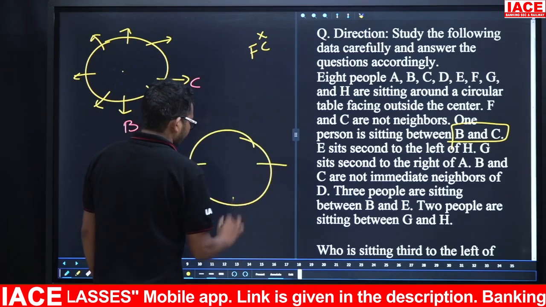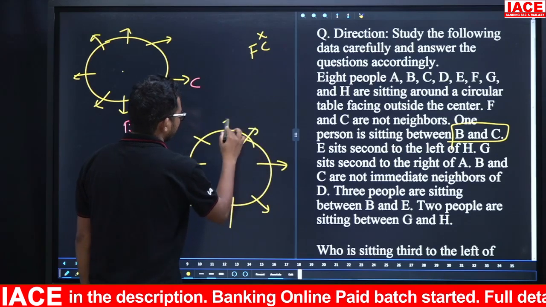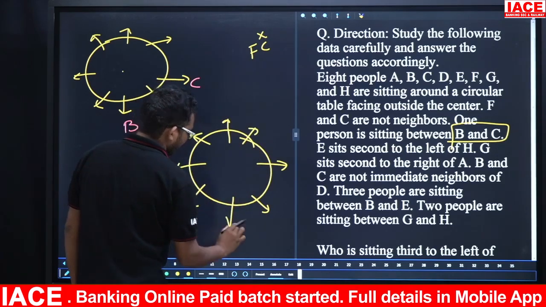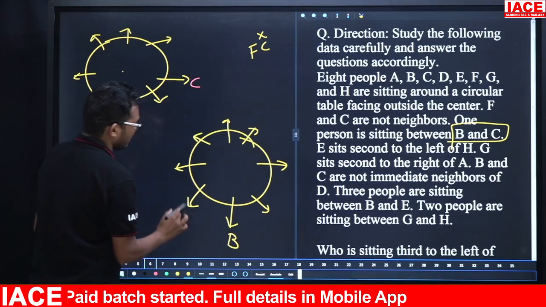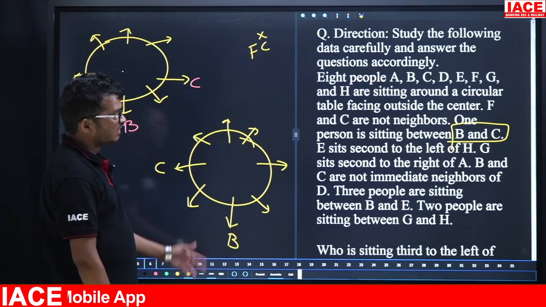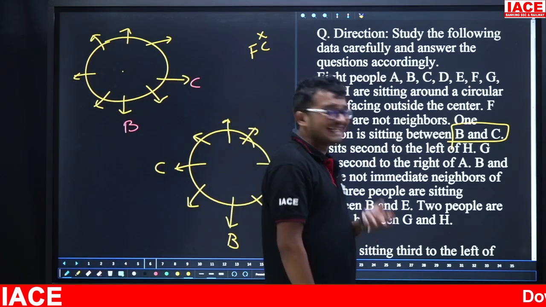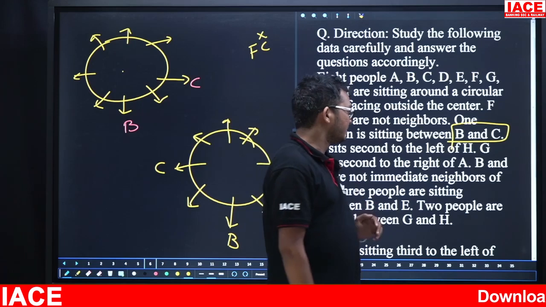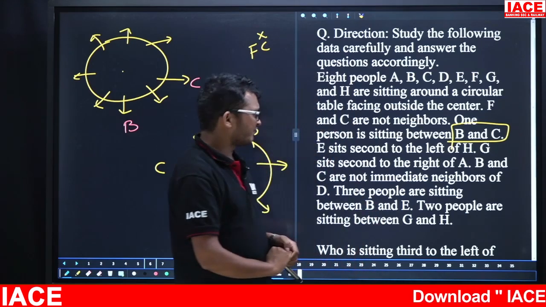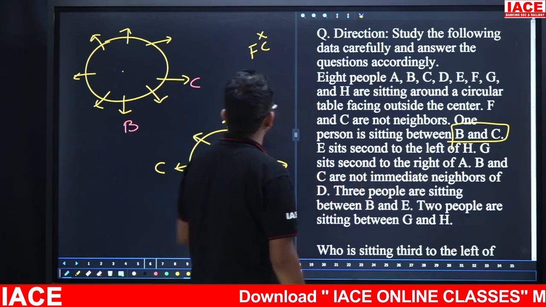So in total we have 8 members sitting around a circular table. All are facing away from the center. Now this one is for B. Next, this one is C. Between B and C we have one person. Next, go for the next one. E is second left of H. Here we don't know the positions of E and H, so leave it. Next, G is second right of A. We don't know.